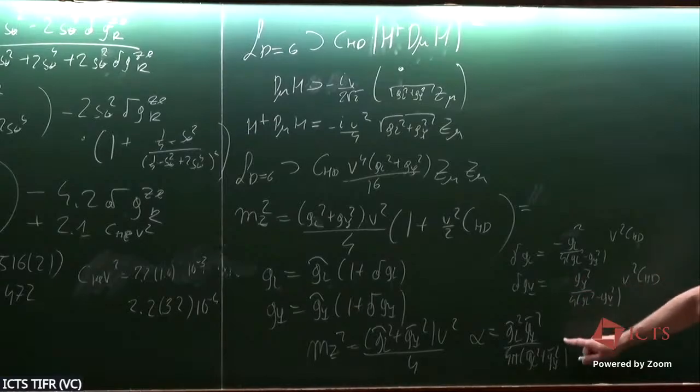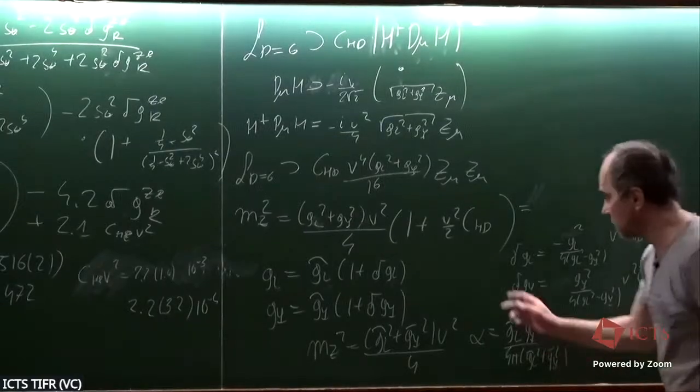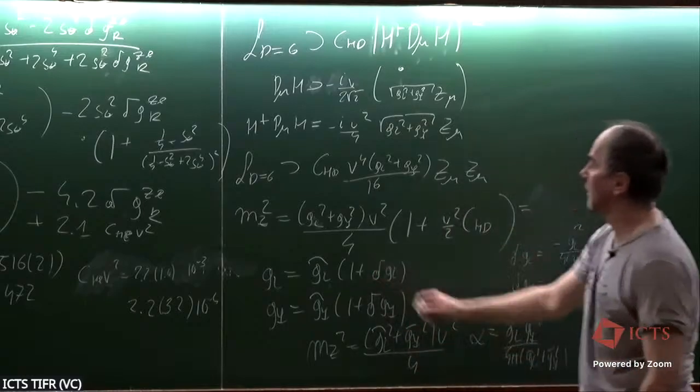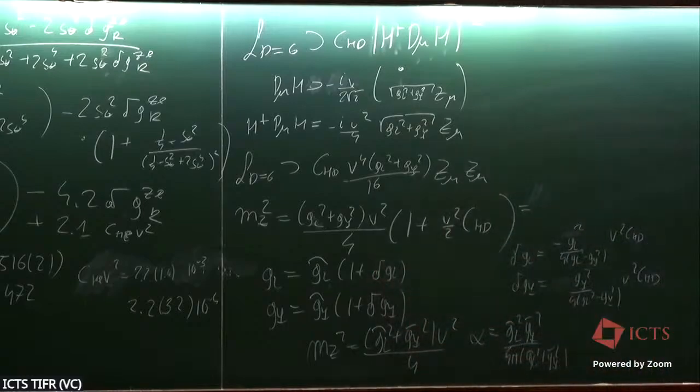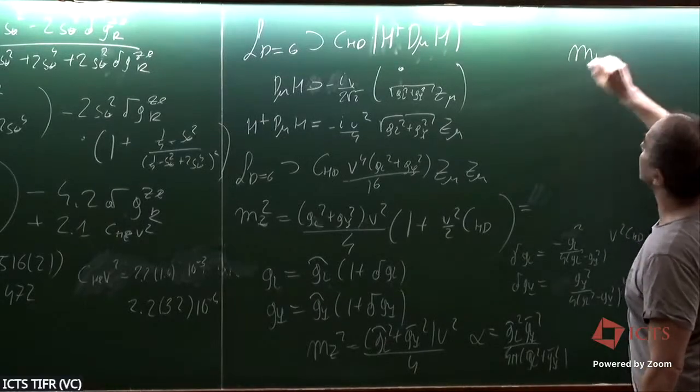This is a little bit more complicated, but you can put it into Mathematica or whatever, and you find that this is also satisfied. So now you see that the effect of CHD vanished, but it didn't vanish completely. It will show up elsewhere. For example, you see that MW was not affected.